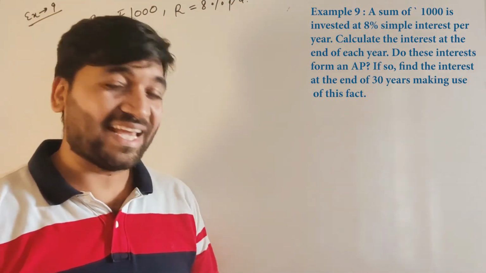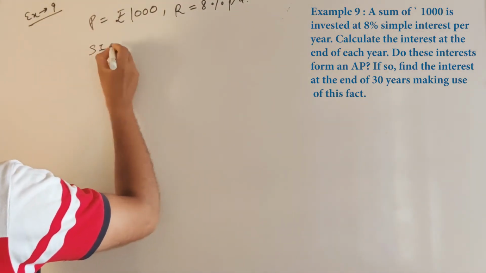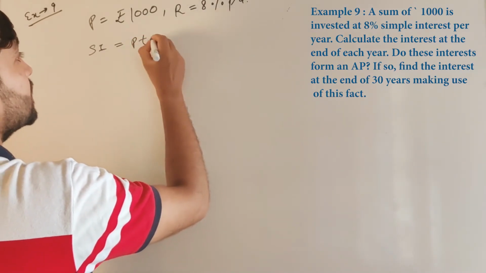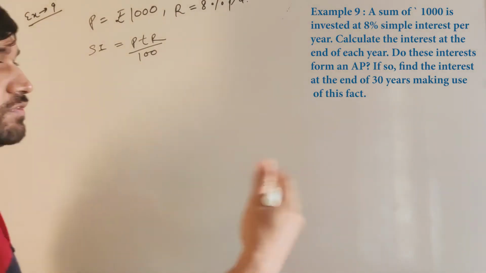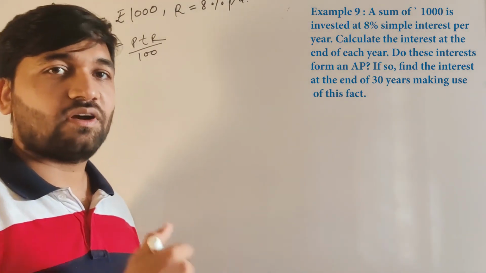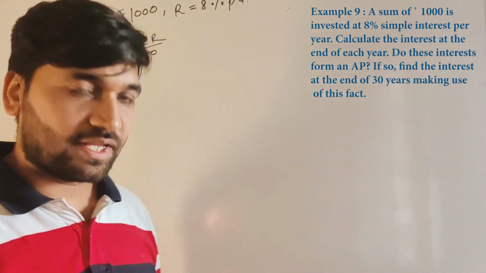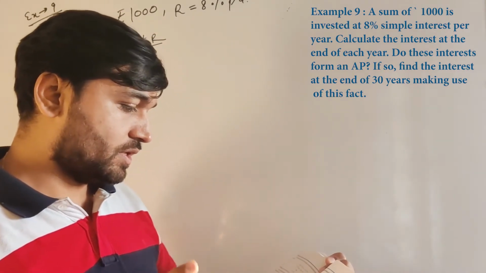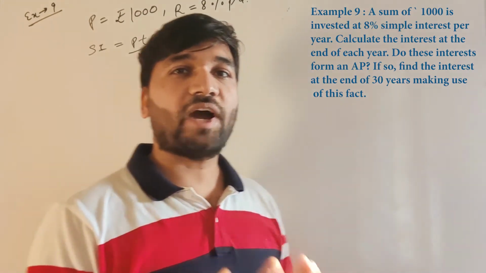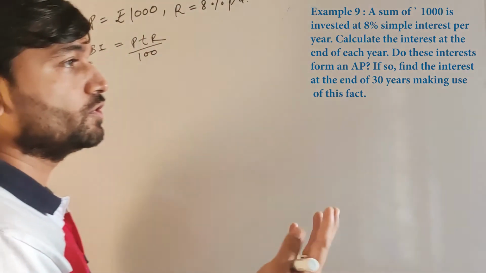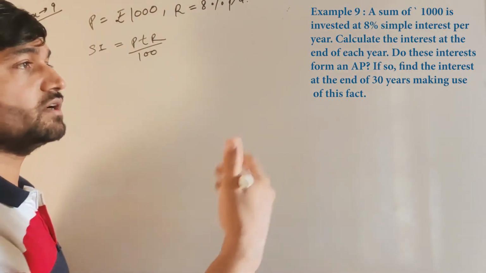Calculate the interest at the end of each year. So at the end of each year, meaning simple interest, we know the formula PTR by 100. This is the formula to find the simple interest. Now at the end of each year, meaning after first year, after second year, how much interest you have to pay on 1000 rupees, after third year, and so on. So this is the first part. And they're also asking in the question, do these interests form an AP? So we'll find simple interest values maybe up to 3 times, like after first year, second year, and third year.